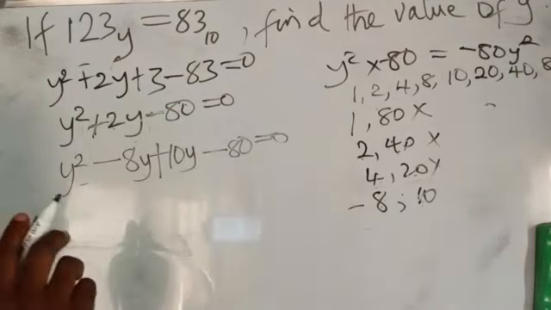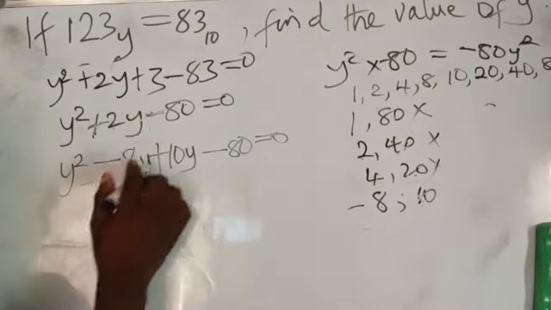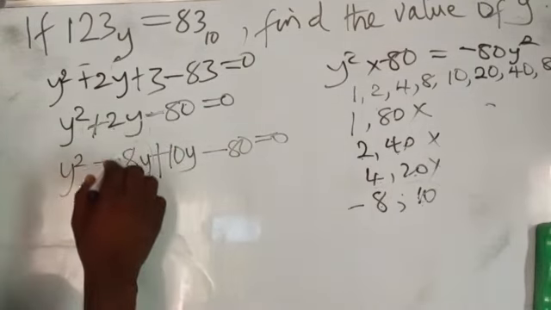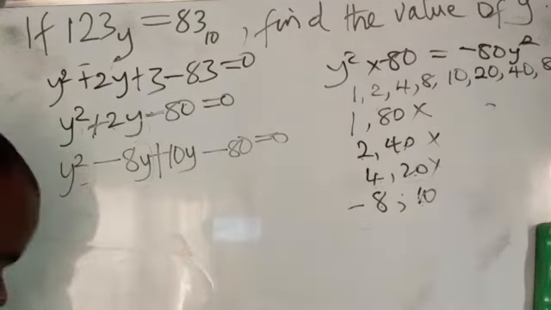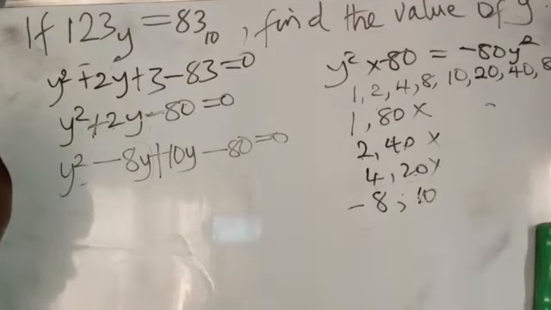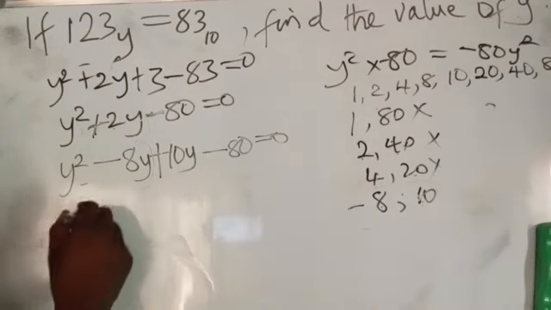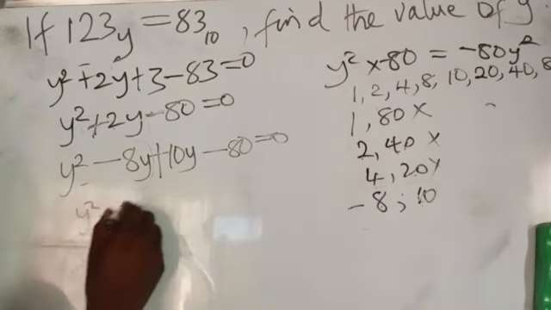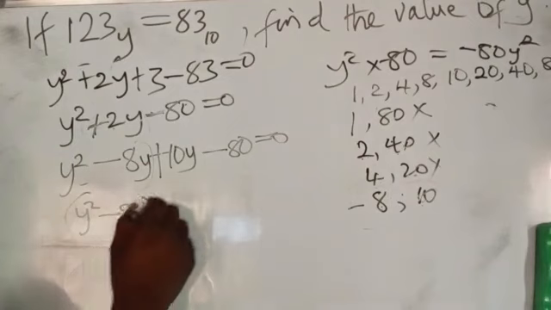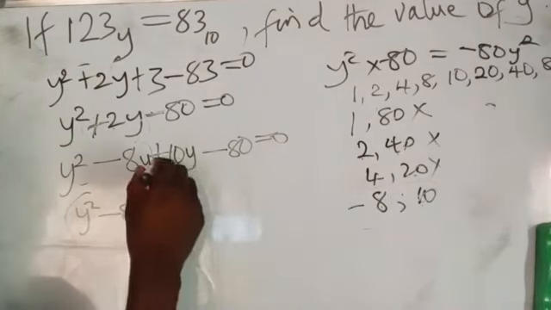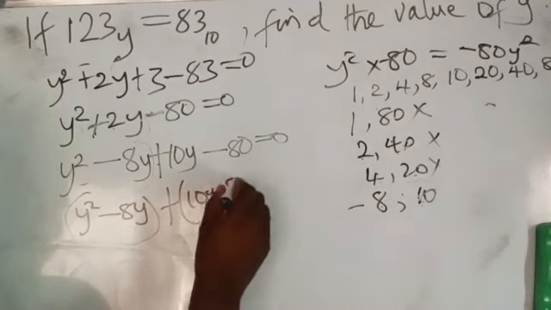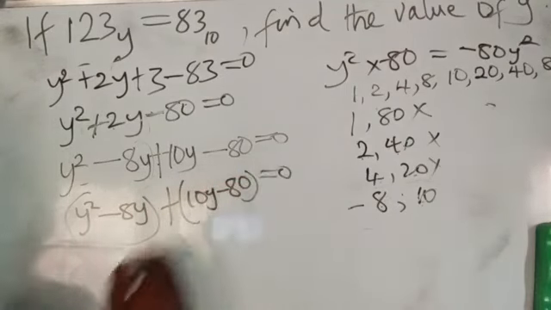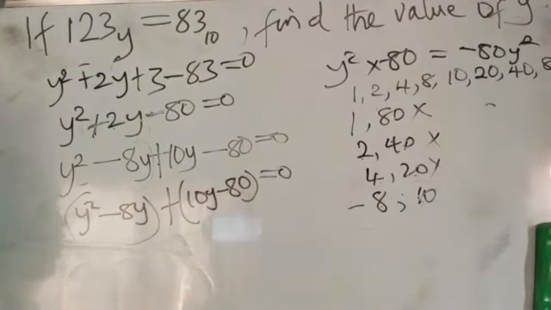Now, we'll separate them. Just separate them. We have 4 elements here now, so we'll separate them into 2 like this. Is that clear? So now we have y squared minus 8y, and plus, which is this plus here, bracket 10y minus 80, is equal to 0. Is that clear?